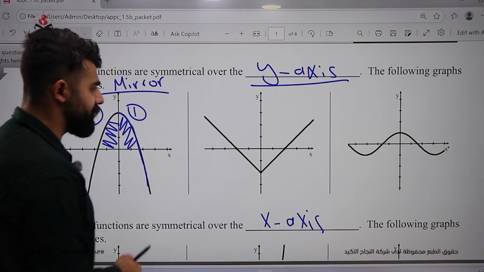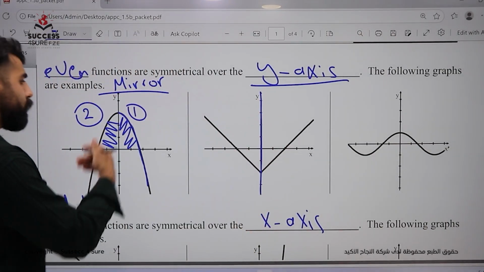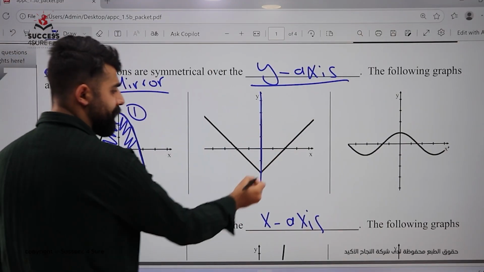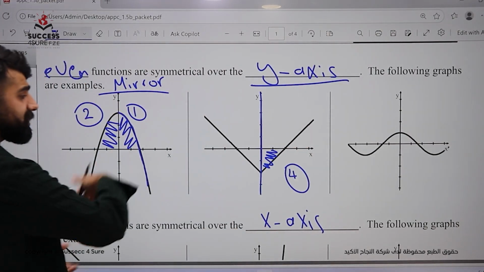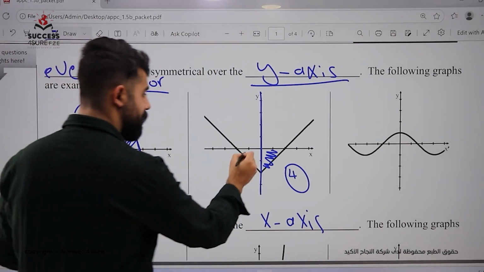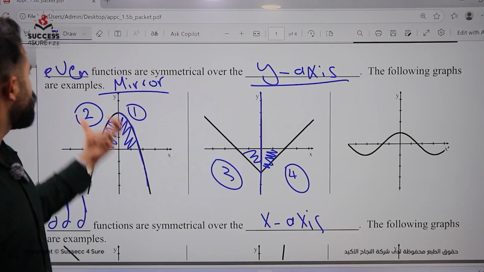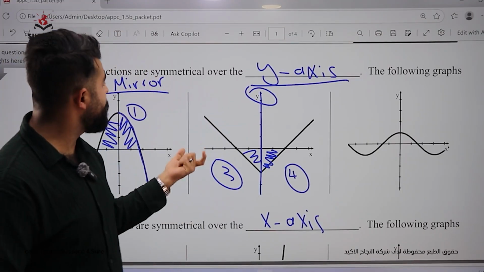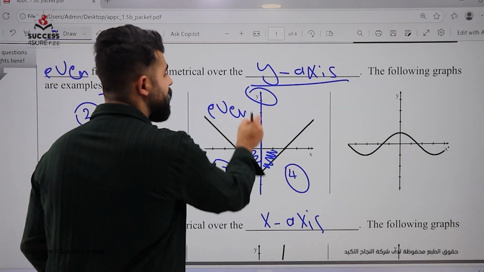Now look at the second function here. You can assume that the y-axis is the mirror. If the y-axis is a mirror, that means you are dealing with an even function, okay? Or you can handle it with the second method. Take a special shape here, in the fourth quadrant, right? Where is the exact same shape? It's right here in the third quadrant. We're talking about two consecutive quadrants. That means you are dealing with an even function, okay? Or you can say, since we can treat the y-axis as a mirror, the function is symmetrical over the y-axis, which means you're dealing with an even function, okay?